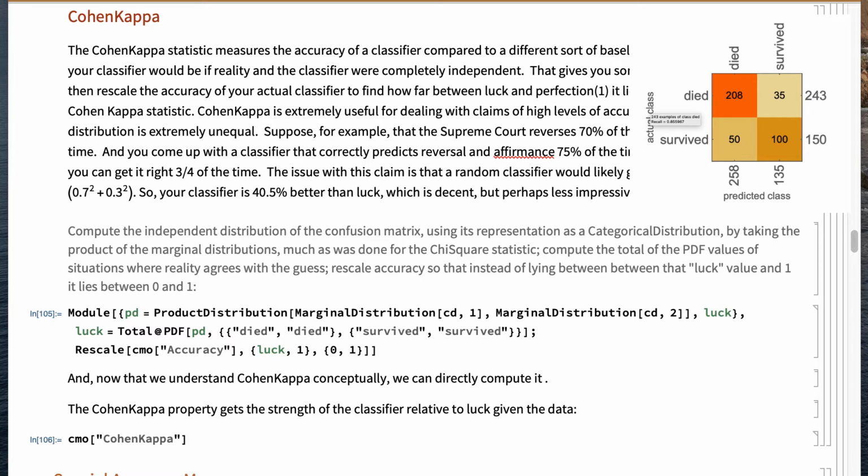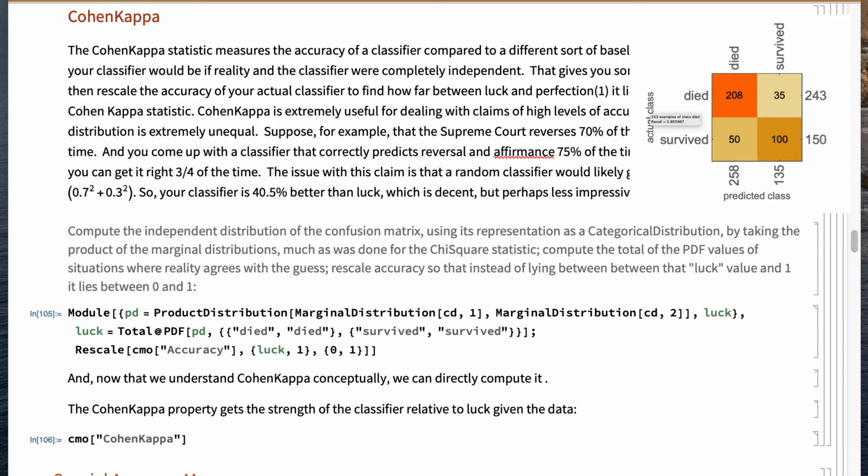And actually, this is kind of interesting. Let's suppose that the Supreme Court reverses 70% of the time it takes a case, and it affirms 30% of the time it takes a case. And you do a very elaborate study of Supreme Court cases, and you find that your classifier is accurate 75% of the time. And you start bragging to the world that you've got a great classifier. It gets it right 3/4 of the time.